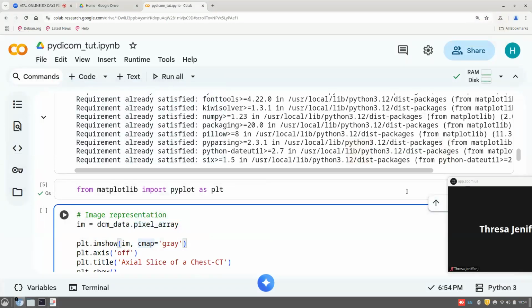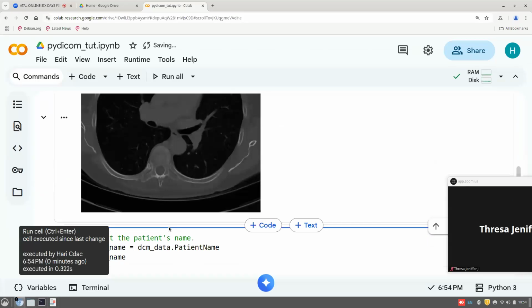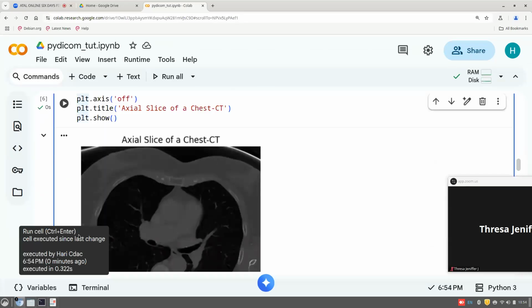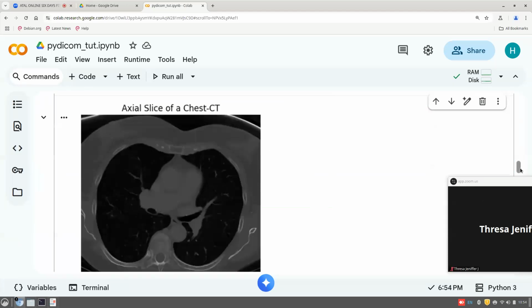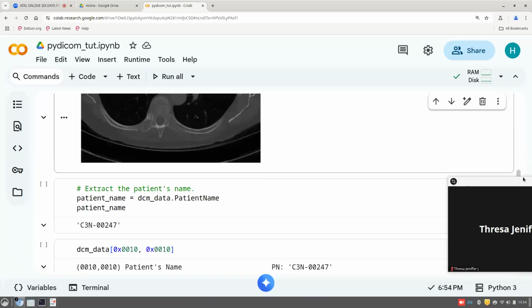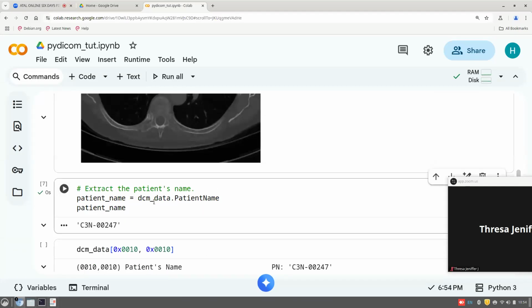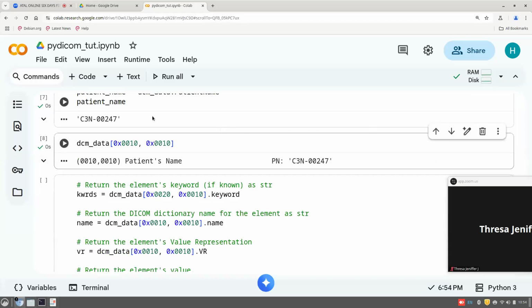CT scan images are 3D images. So when I run this code, I will actually see the axial slice of a CT scan image. It is one of the slices of the 3D CT scan image you can see here. And you can access the patient name by using dcm.data.PatientName, or using the tag values as well. PatientName is a keyword, or you can use the tag to access the patient name.